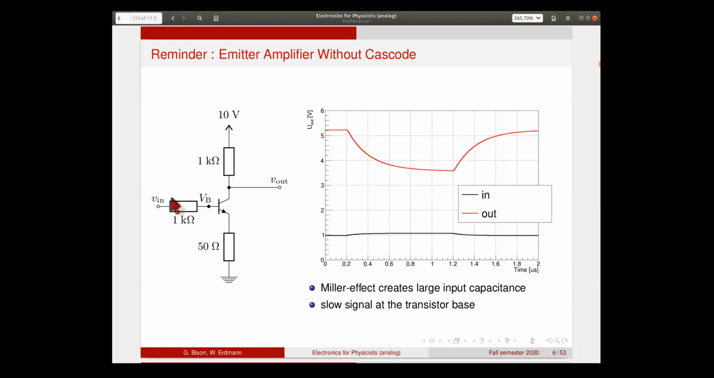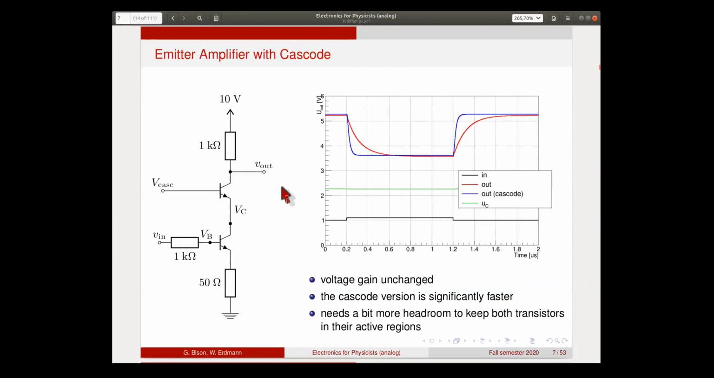So this resistance sees the Miller capacitance here. Now we added the cascode to the same circuit, and you go from the red signal to the blue one. So the Miller effect basically completely disappears. The base is fast now because there is no Miller effect, and so the output is fast as well.